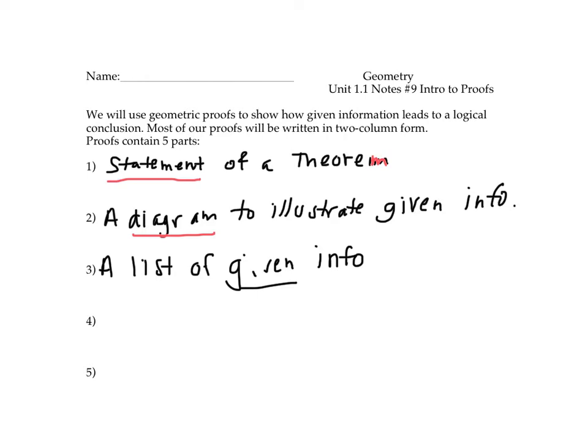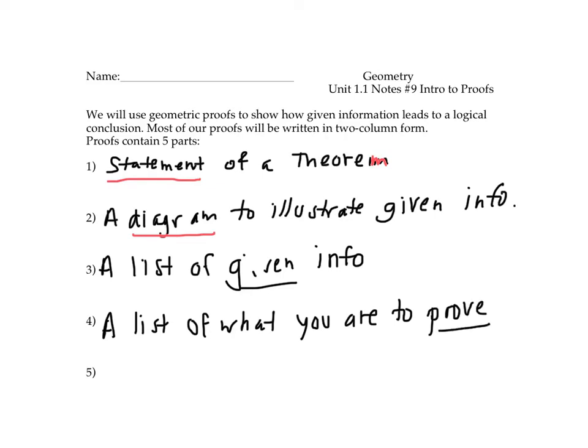The fourth item is a list of what you are to prove. Now, for most of our proofs, we'll just have one thing that we're trying to prove, but every once in a while we get a proof where we have to prove more than one thing is true.